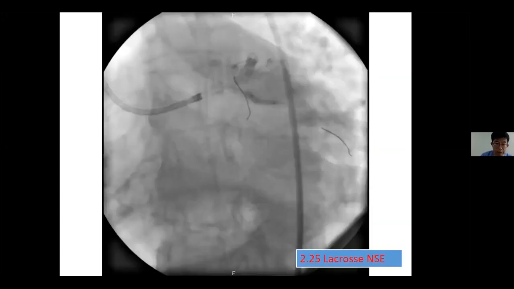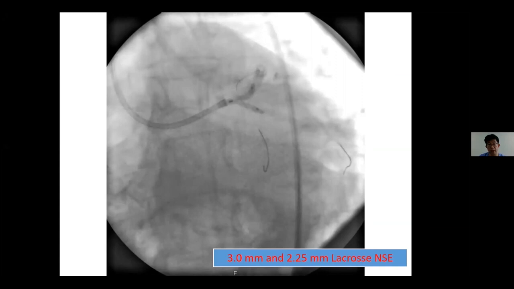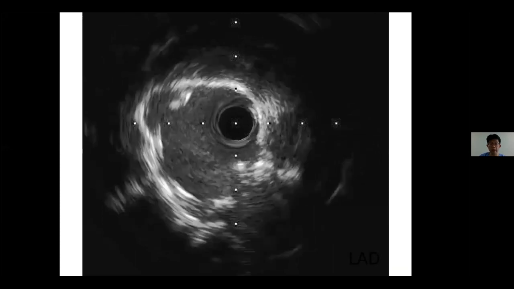So we decided to do KBI before stenting with two squatting NSE balloons. These are 2.25 NSE for the circumflex, and then 3.0 NSE squatting balloon for the LAD, and KBI with two NSE balloons. And I check IVUS again here.